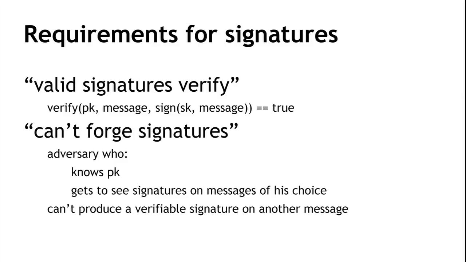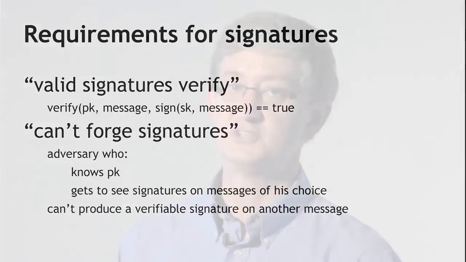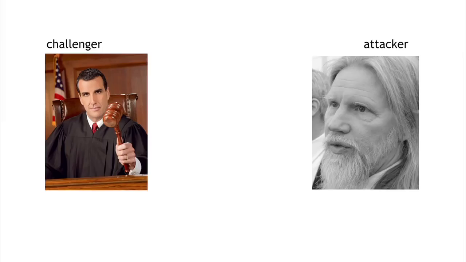To explain this property in a little more detail, it's normally formulated in terms of a game that we play with an adversary. I'll depict the game with this diagram. Over here on the left you have the challenger, who's a TV judge, and the challenger is going to test a claim by an attacker. The attacker claims that he can forge signatures, and we're going to test that claim, and the judge will pass judgment on it.